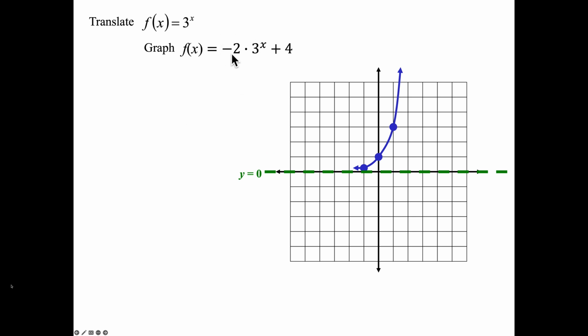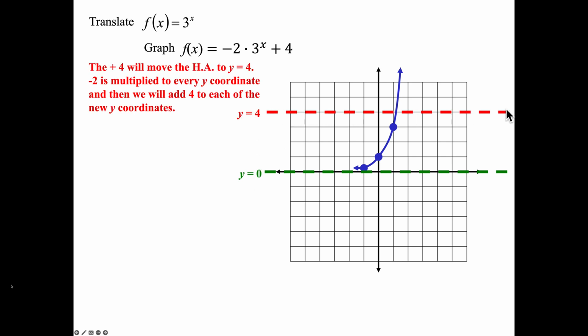So here we're graphing -2 now being multiplied to 3 to the x, plus 4. So again, with the plus 4, that's going to automatically shift up that y equals 0 to y equals 4. That's probably the first thing I want to put in, because that's going to be my boundary line. Next, I'm going to take -2 and multiply it to every y coordinate. So there's that (1, 3). 3 times -2 is now -6. (0, 1): 1 times -2 puts me at (0, -2). (-1, 1/3): that 1/3 multiplied by -2 is now at -2/3.